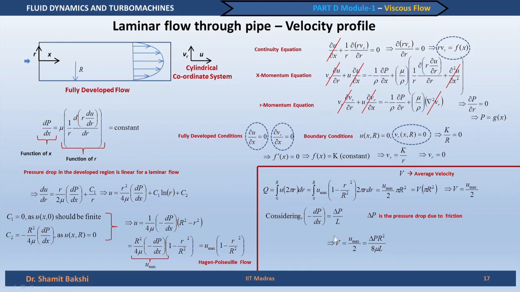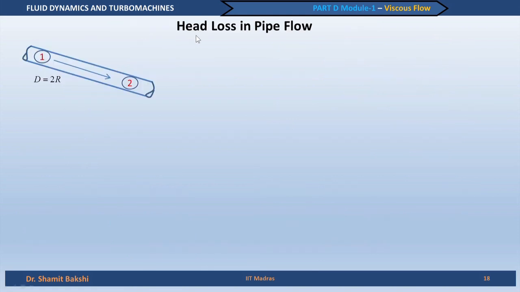Now, we will see how we can use this to find out the loss due to friction for a pipe flow. This is also called head loss in a pipe. So we will see how to estimate this head loss. This head actually represents a height. How it represents, we will come to that.